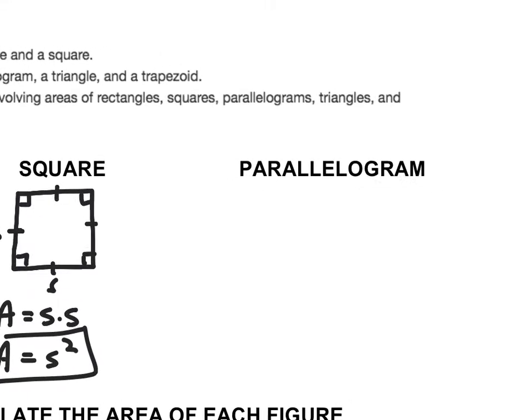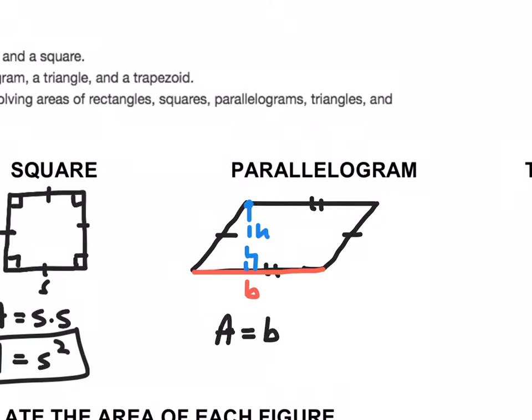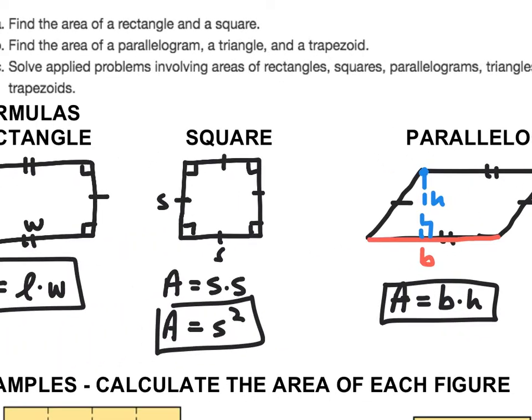A parallelogram is similar to that of a rectangle. You have two opposite sides that are parallel and congruent, so these are going to be congruent, and these are going to be congruent. I'm going to call this length down here my base, but the height of this parallelogram is the distance from one side to the other that forms a right angle. My area formula is simply the base times the height, and that's it. That's the same thing that we had for a rectangle.